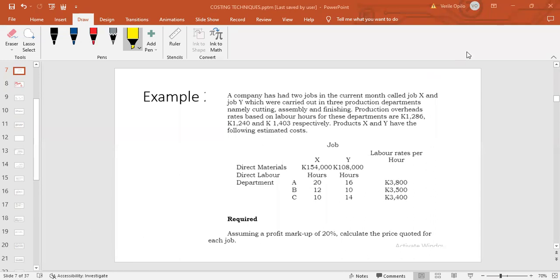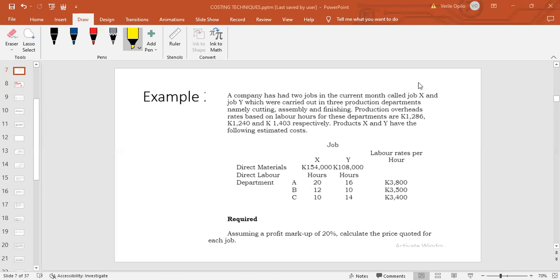Okay, so using the same procedure we had for job X, we do the same for job number Y. We start off with the direct materials, then the direct labor, and for each direct labor, you multiply the total direct labor hours by the labor rates per hour. In this case, you have 16 times 3,800, 10 times 3,500, 14 times 3,400. And then we add the production overheads that were incurred, as you have been provided there.